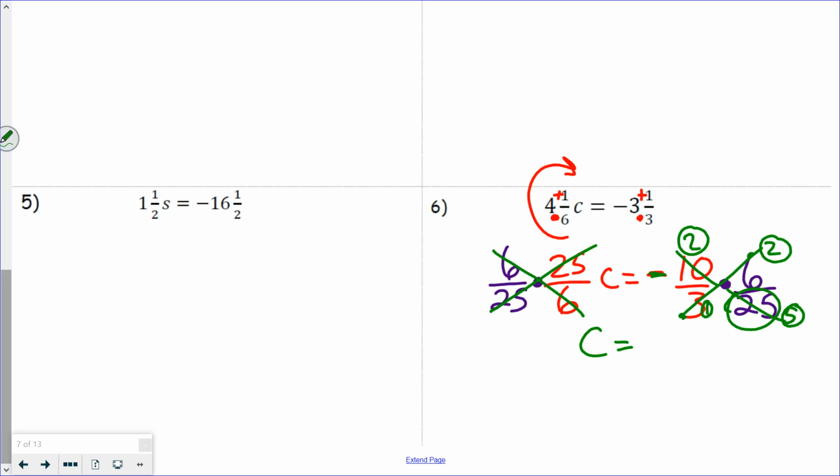So I really look like I have a negative 2/1 times 2/5. Integer rules: you have a negative and a positive, you get a negative because they're different signs. So negative 4/5 is my solution.